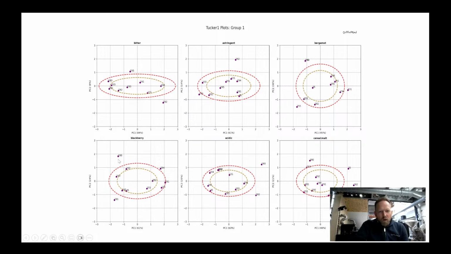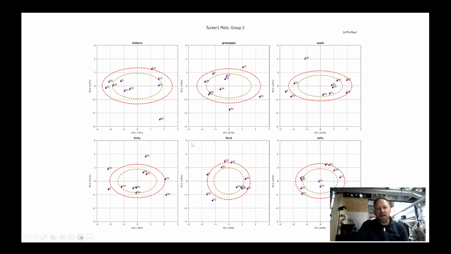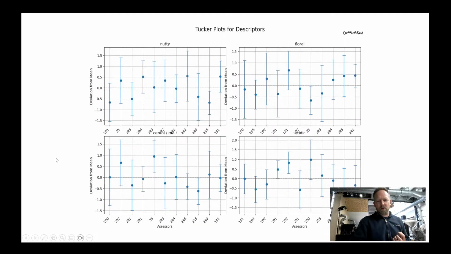And 281 for BlackBerry. So we can see per descriptor, who do I need to train? Because this is something that gives us worse data. We get better data if people make the same decisions. Then we quicker get low p-values.